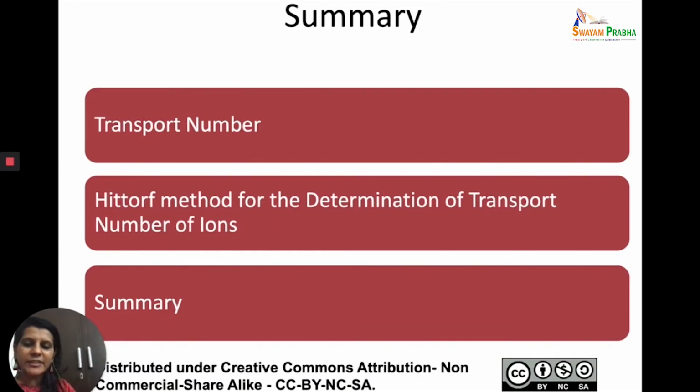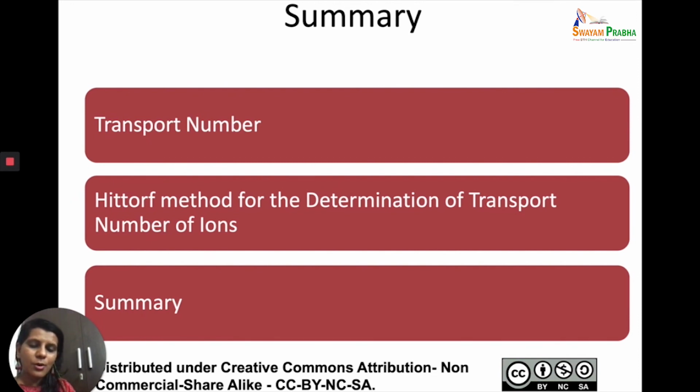With this we wind up today's e-lecture. Today what we studied was that we recalled what transport number was. How do we use the Hittorf method for the determination of transport number of ions? We looked at its theoretical device, we looked at the experimental setup, and then we took a look at 2 numericals for a better understanding.